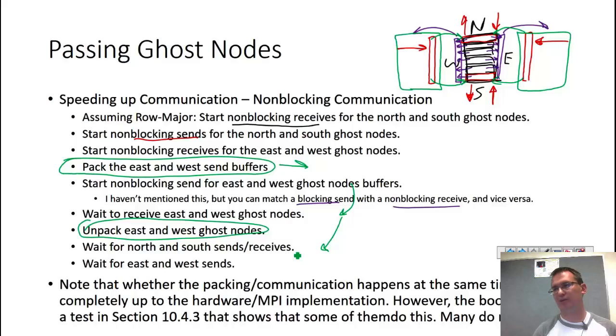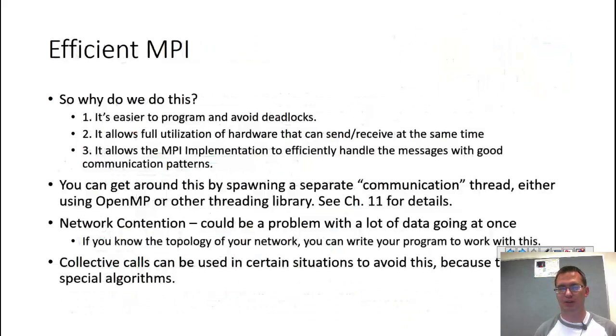So if that's the case, then why do we care? Well, one, it's easier to program and avoid deadlocks. Two, sometimes hardware can send and receive messages at the same time. And so it allows us to utilize that hardware to its full potential. And three, it allows the MPI implementation to do its optimization magic by saying, here's a bunch of stuff that needs to happen. Go figure out how to make it happen.